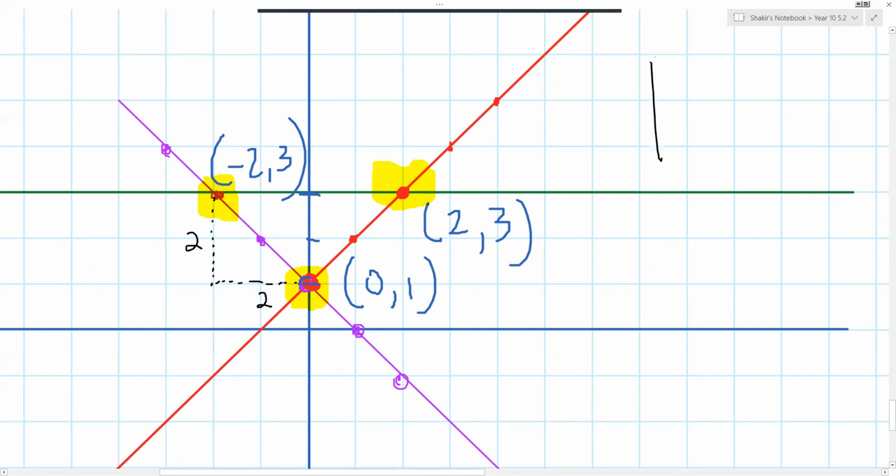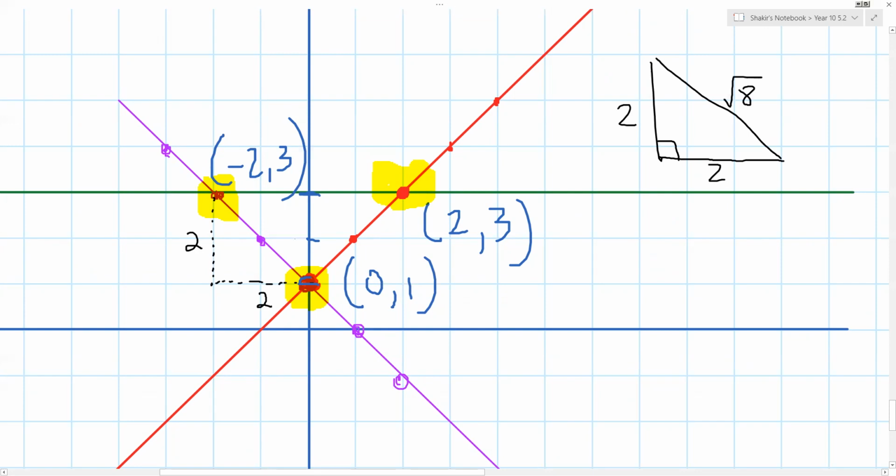So we're going to use Pythagoras' theorem here, right? That's clearly a right angle, and 2 and 2. Using Pythagoras' theorem, this squared plus this squared, that's 4 plus 4, which is 8, is going to equal that squared. In other words, this is the square root of 8. And so this distance is the square root of 8. Now, this is also 2 by 2, so that's also going to be the square root of 8.